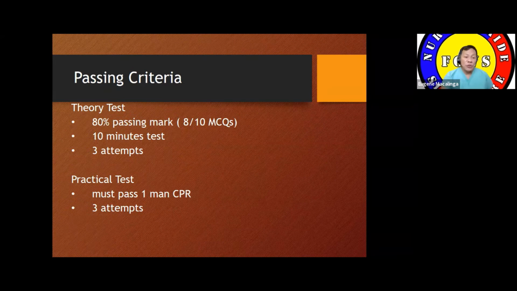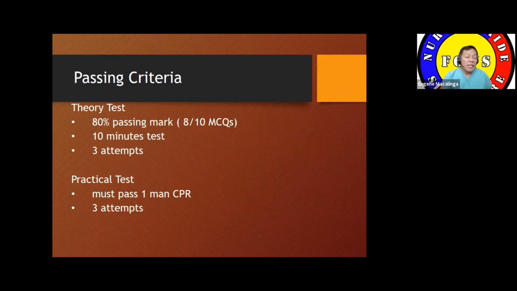Once you pass the theory test, you can proceed to the practical test, and you must pass the one-man CPR, that is cardiopulmonary resuscitation. You also have 3 attempts, and in the event that you cannot pass in 3 attempts, you will be scheduled for another day, subject to scheduling availability. Hopefully, before this session is over, you pass both the theory and the practical tests.